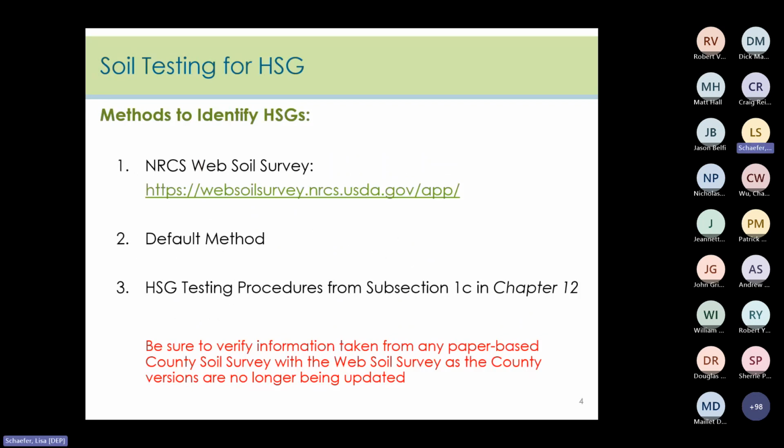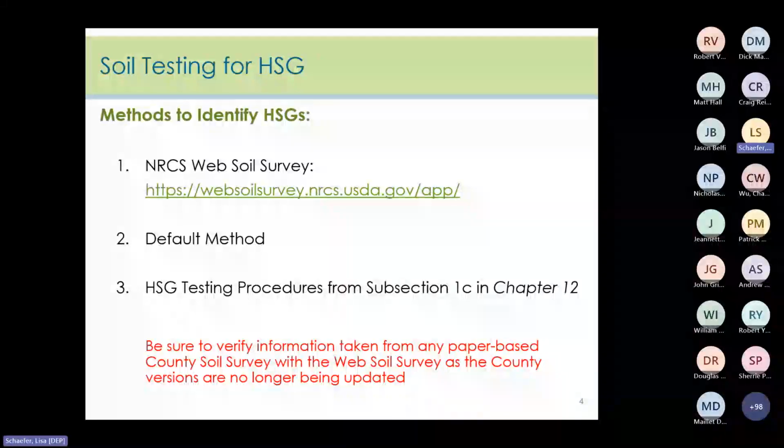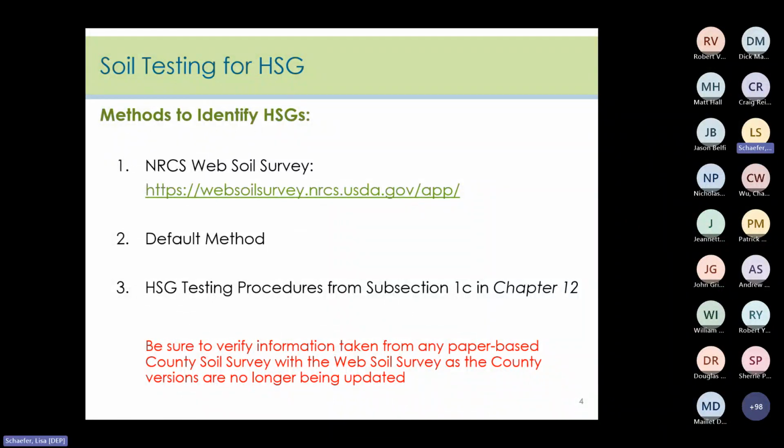So the first topic is the determination of HSG, which is used in the selection of the runoff curve number that's developed by the Natural Resource Conservation Service, or NRCS. And there are 3 methods used to determine HSG.